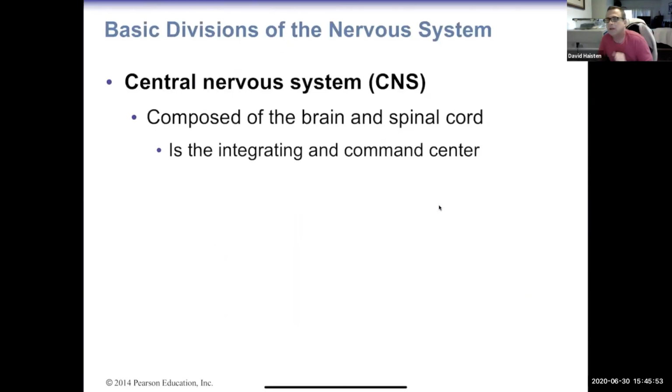Okay, so you have two main divisions of the nervous system. It's arbitrary. This is just by convention. It's how humans study it. Really, it's one integrated package. But we're going to look at it as two different parts.